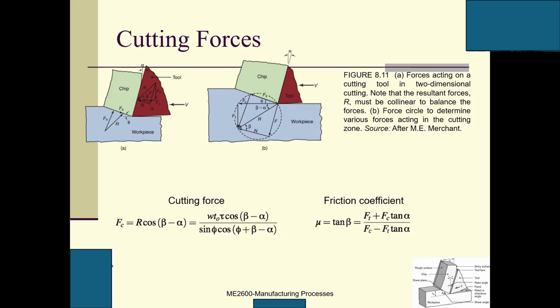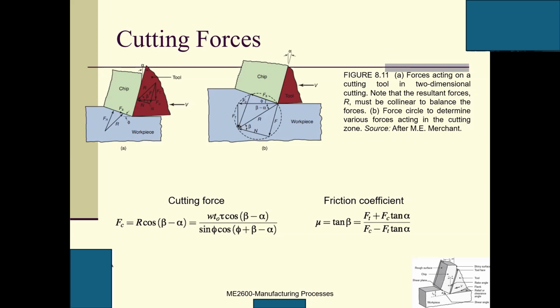Fc equals this R, the hypotenuse, multiplied by cosine of beta minus alpha, because the whole angle here is beta. And how to calculate the beta? Beta determines the relationship between F and N. So this is R cosine beta minus alpha, and then we have this is sin phi cosine phi plus. This is the friction coefficient, and the friction coefficient equals tangent beta equals F divided by the normal.